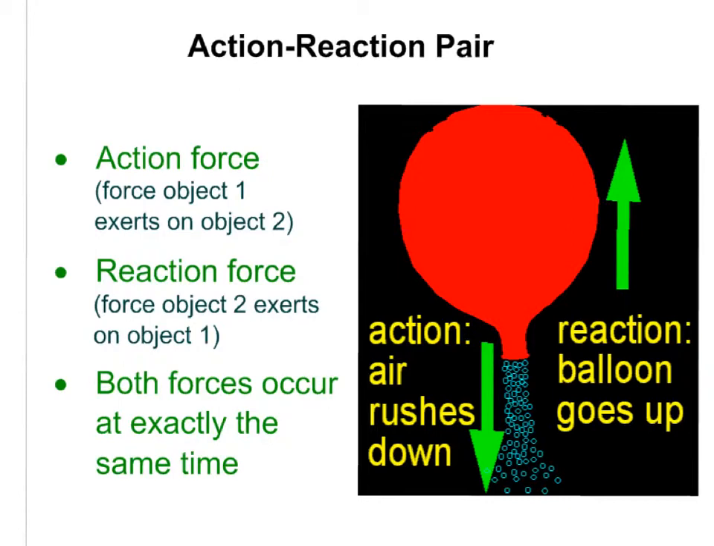The way we think of action-reaction pairs would be the action force would be the force object 1 exerts on object 2. The reaction force would be the force that object 2 exerts on object 1, and both forces occur simultaneously at exactly the same time. Here's just a little example. The action force here is the force of air rushing down. The reaction force would be the balloon going up. That would be an example of an action-reaction pair, and both forces are occurring at exactly the same time.